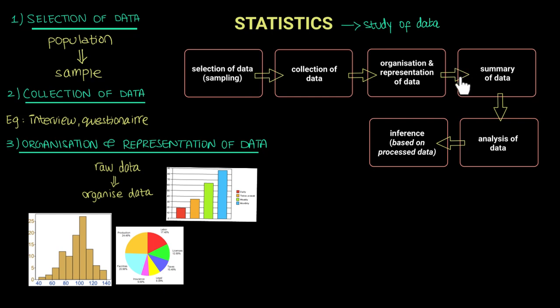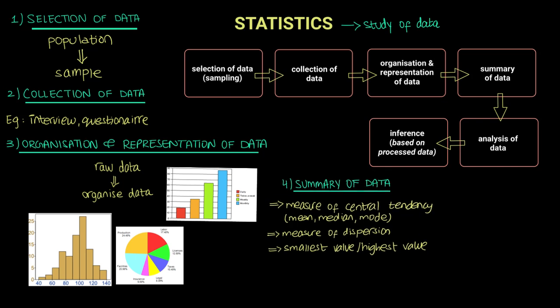And now we come down to summary of data. Now that we've organized our data, we've represented it, can we summarize our data in a certain way? We can calculate the measure of central tendency, we can measure their dispersion, we can identify what is the smallest, what is the highest value. All of these figures, all of these values give you a summary of the data. It gives you an outlook of what's happening with the data that is present in front of you.